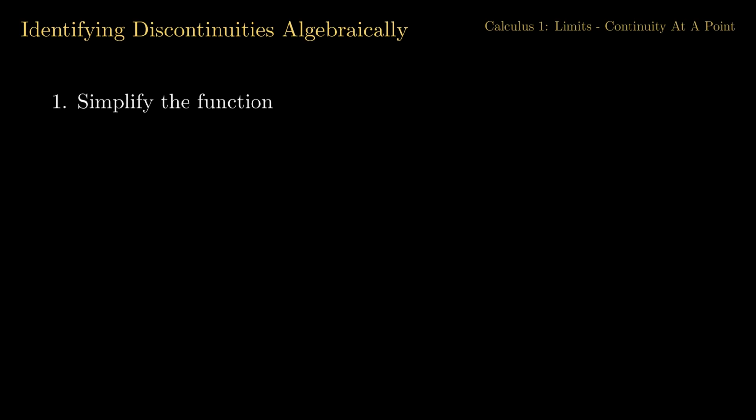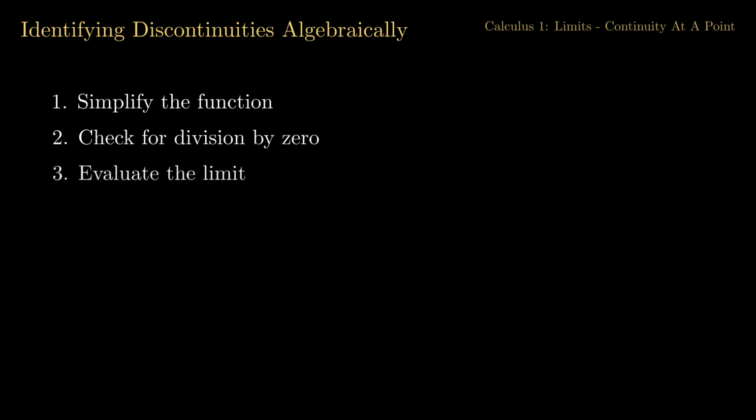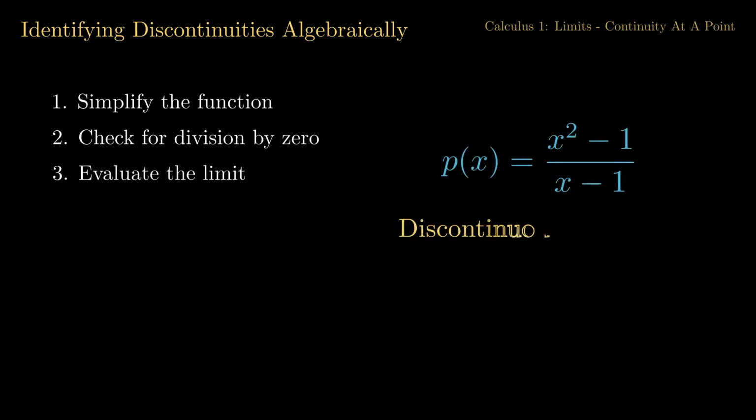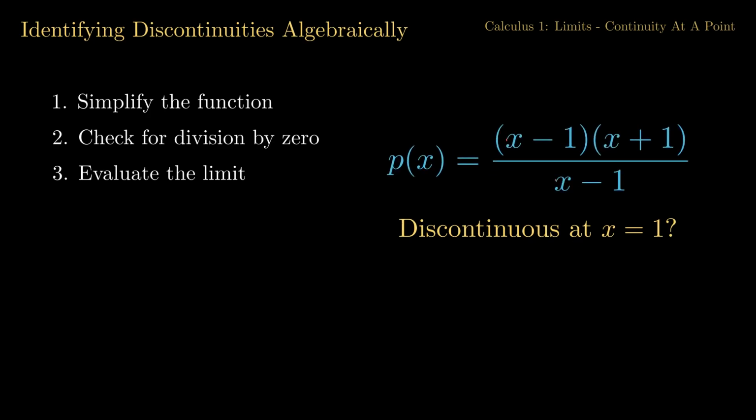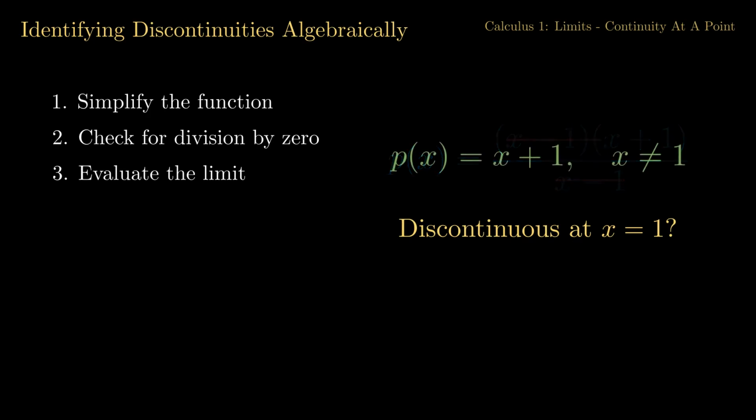Now, let's identify discontinuities algebraically. Find discontinuities by simplifying functions. Check the limits piecewise. Look for terms that cause division by 0. Consider the function p of x equals x squared minus 1 over x minus 1. Does it have a discontinuity at x equals 1?